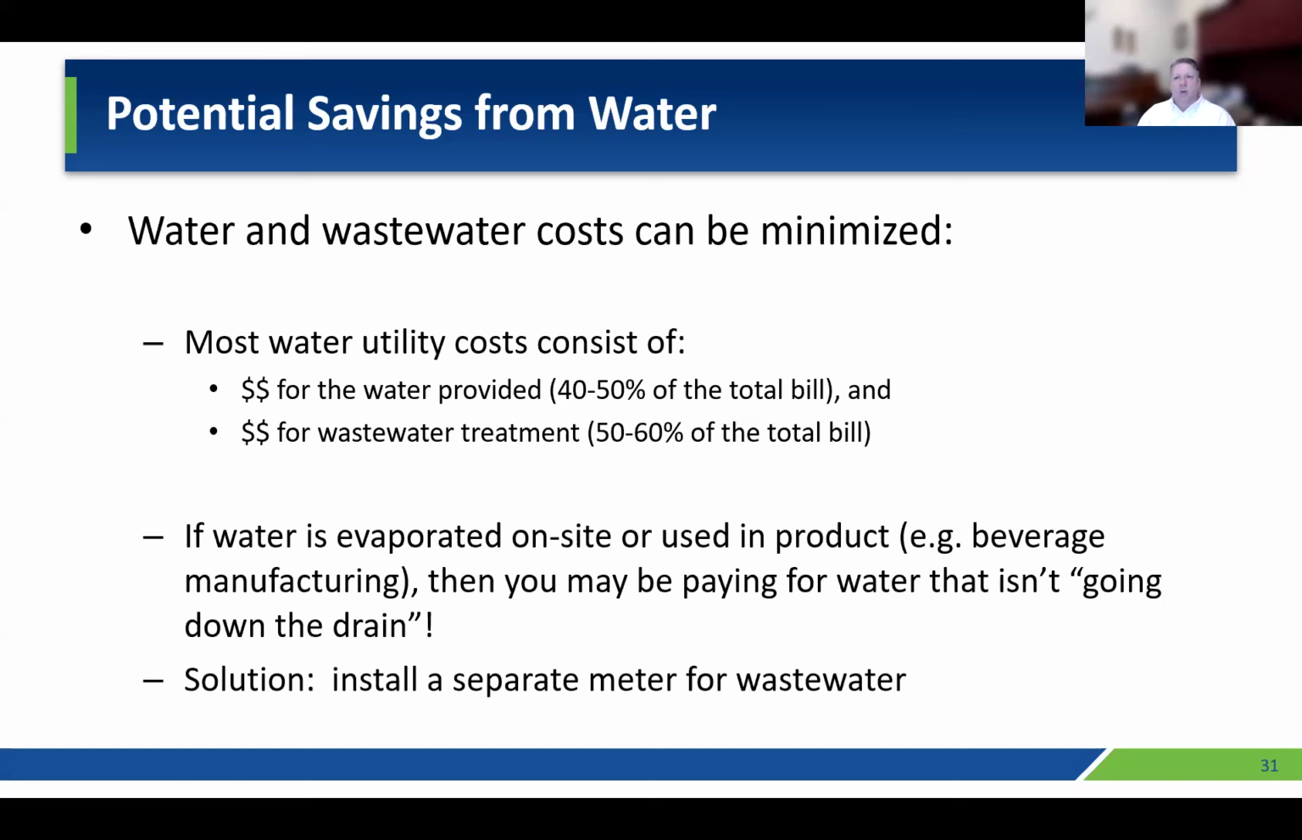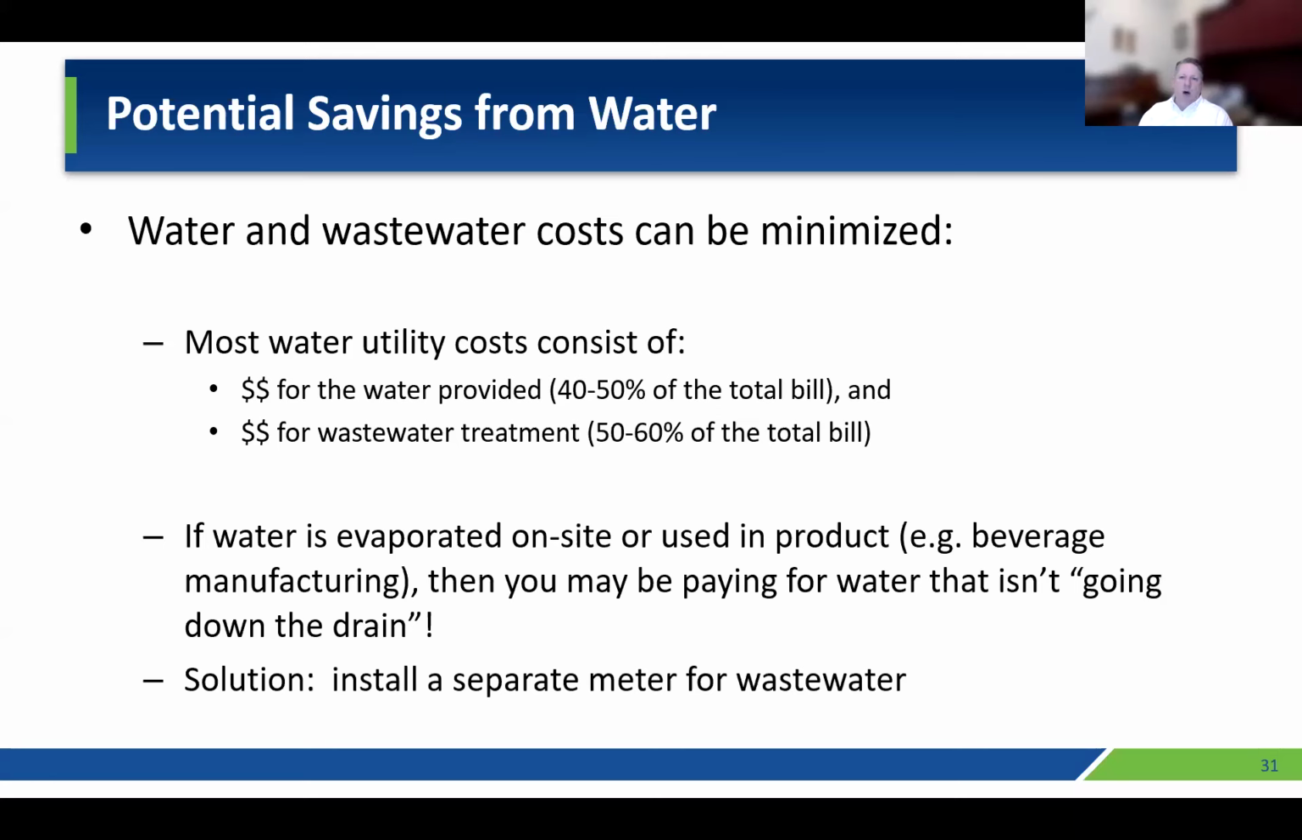Well, if you're a facility where a lot of the water you use is evaporated off, say in a cooling tower, or if you're actually using water in your product, such as a beverage company or a soda company where they're actually putting water in cans and selling it, well, then you're paying for a lot of water that really isn't going down the drain. And so it can be worth installing a second meter on the wastewater stream to measure exactly how much is going down the sewer lines, so that you're only billed for what you're sending down.